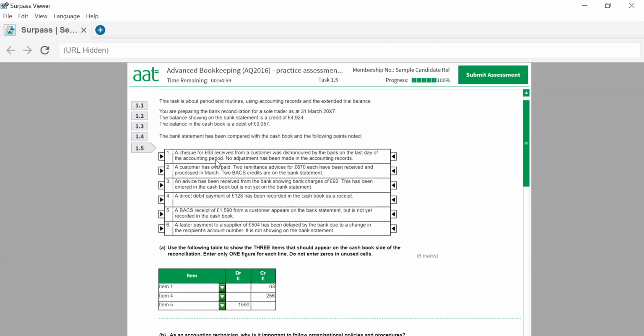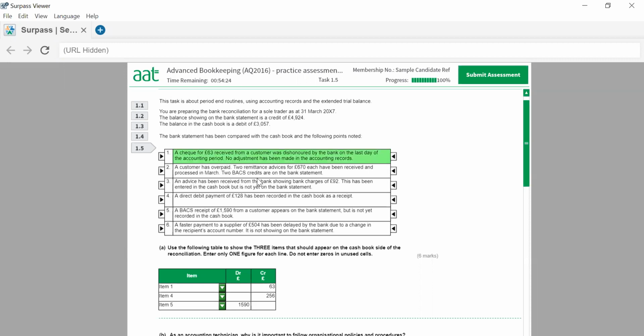So read that carefully, cash book or bank statement. The first one says a cheque for £63 from a customer was dishonoured by the bank on the last day of the accounting period. No adjustments have been made. So far as the cash book is concerned, it's a cheque received from the customer being dishonoured, so we would have debited the cash book previously. This is going to have an impact, so that one is relevant. We're going to credit the cash book for £63.